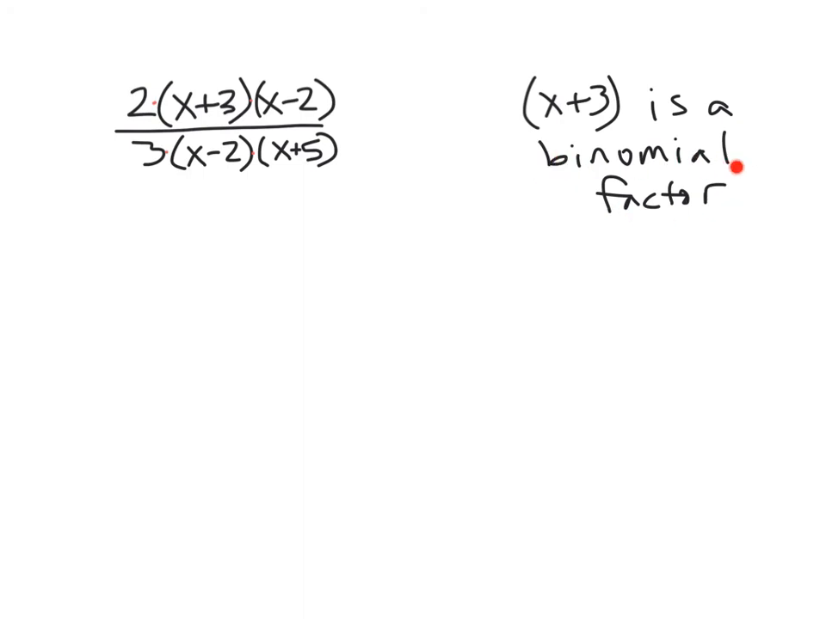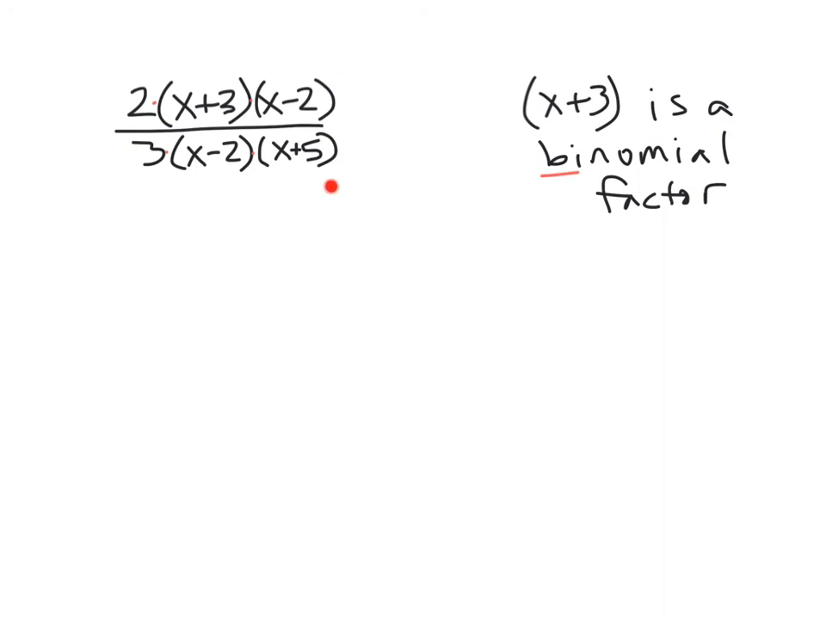A binomial factor. Again, binomial, more vocabulary. Bi means 2. So it's a polynomial with 2 terms. Here are my 2 terms. X and 3 are my 2 terms. So this is a binomial factor because it's being multiplied by other things in the numerator here. So we can cancel out not only just numerical values, but we can also cancel out binomial factors.